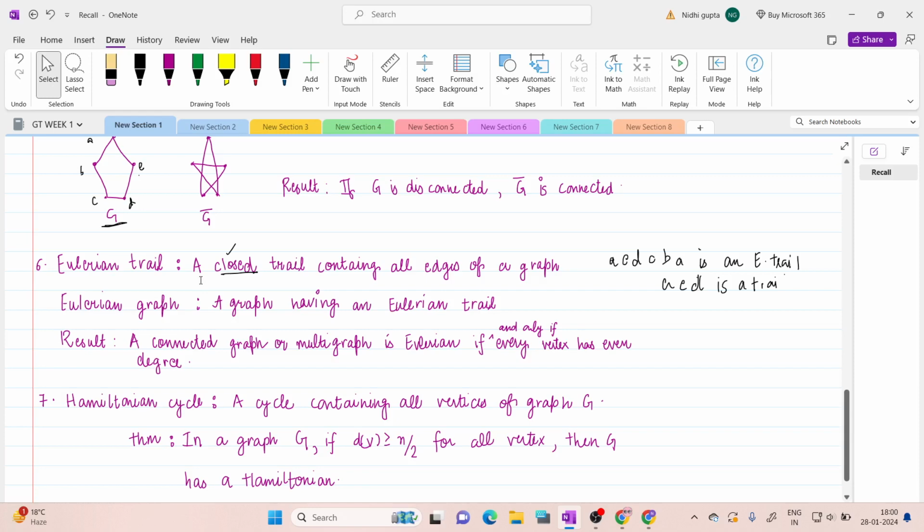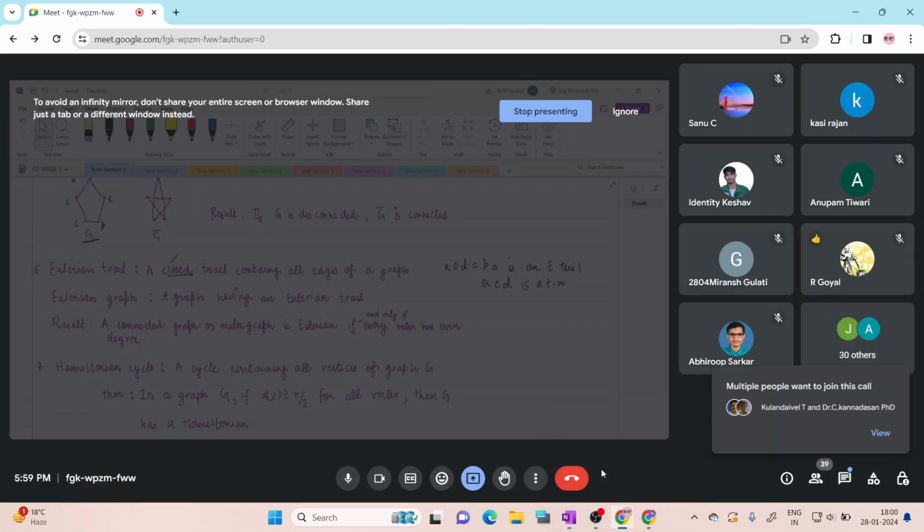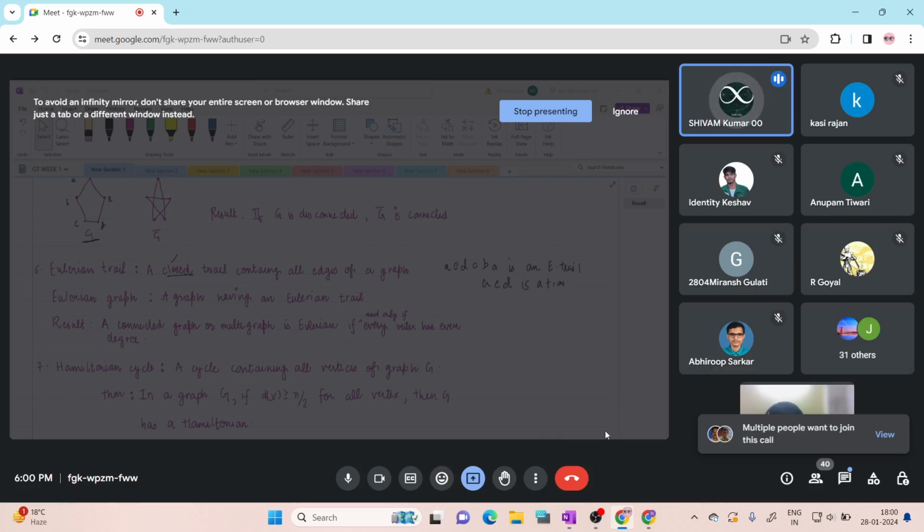So actually, can I say something? Yes, sure. In an ordinary trail, all edges should be distinct, but we don't need distinct edges in an Eulerian trail. No, we should have distinct edges in an Eulerian trail, because an Eulerian trail is a trail itself. So for having an Eulerian trail, we must have a trail. Then if we include all the edges of the graph and make it closed, it becomes an Eulerian trail.